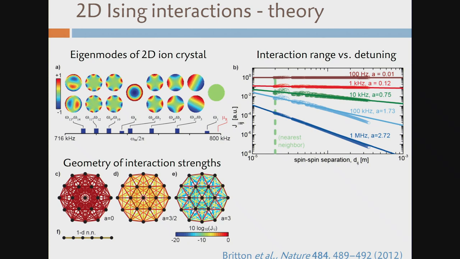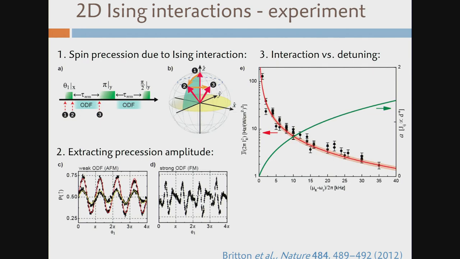Okay, so this is what you expect, and now you can actually go to the lab and benchmark these interactions by first preparing some spin state, rotating it a bit, and then turning on the interaction and letting it precess around the z-axis. What you get is actually a mean field effect. And then studying the amplitude of these oscillations and how fast you are precessing depends on the strength of interaction.